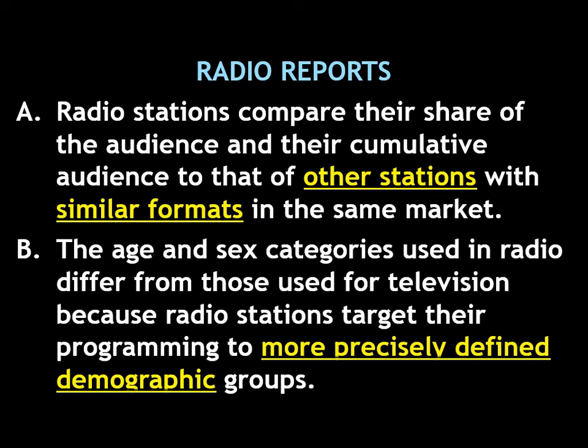The age and sex categories used in radio differ from those used for television because radio stations target their programming to more precisely defined demographic groups. And this makes sense when you consider that broadcast television in particular tends to have more generalized audiences, that they're trying to reach different demographics at different times of day, different days of the week. Whereas in radio, generally you're targeting the same demographic with all of your content 24 hours a day, 7 days a week.